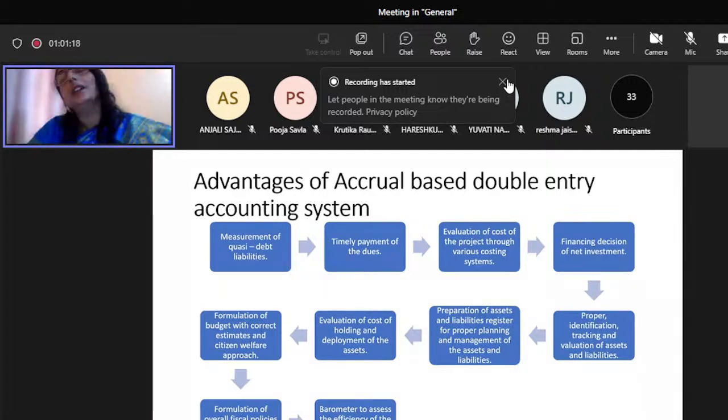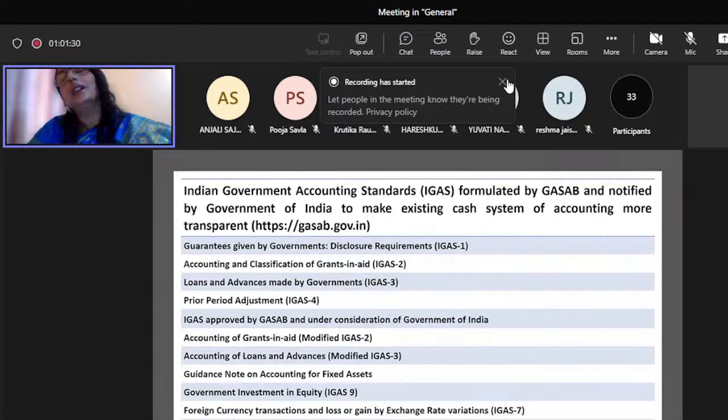Now, deficit of funds. Why is there a deficit of funds? If we make proper planning beforehand and a proper budget is prepared, there will never be a deficit of funding. So these are the different Indian government accounting standards formulated by our Accounting Standards Board. This standard is actually prepared to make the existing cash system of accounting more transparent. So this is an effort to make the cash basis system of accounting more transparent.